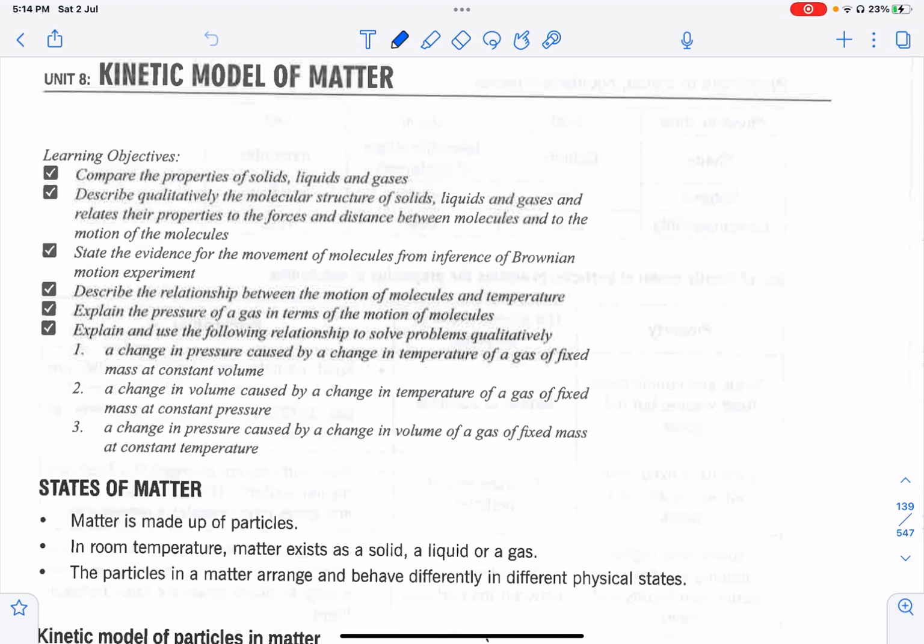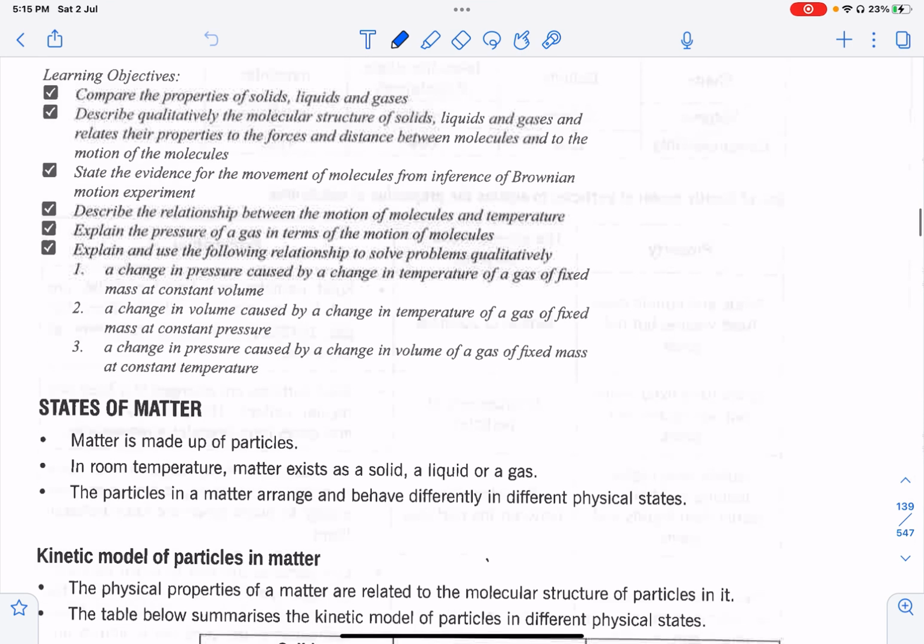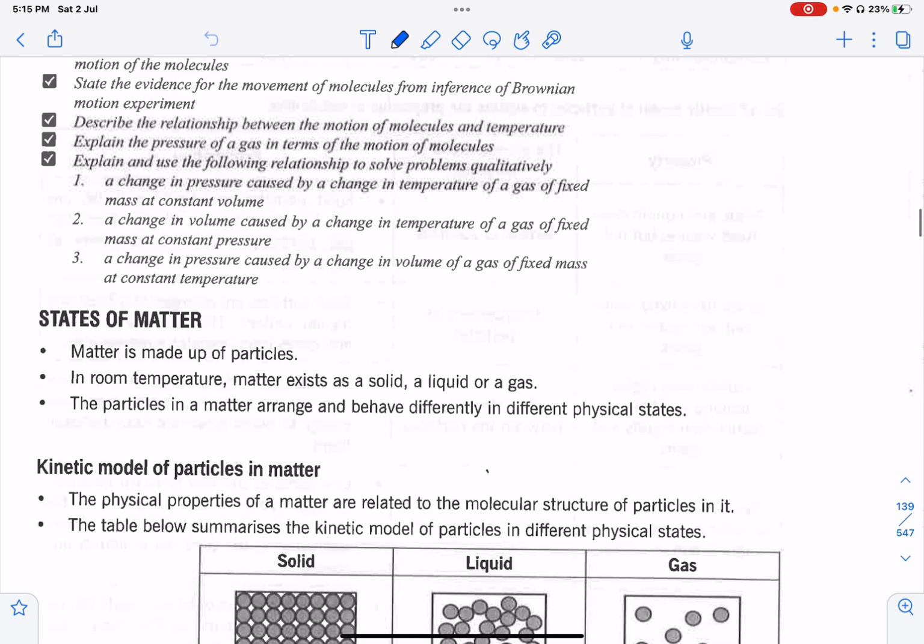Okay, today we'll be talking about the kinetic model of matter. In this chapter, we will first compare the different properties of a solid, liquid, and gas, and more importantly, see how the structure at the molecular level influences its respective properties. We will also find out what is meant by Brownian motion, and understand how the motion of molecules is related to temperature.